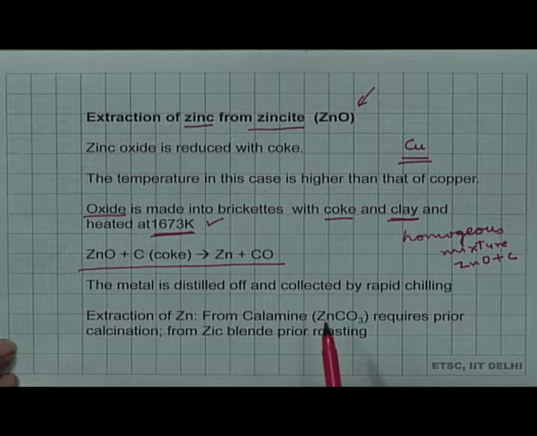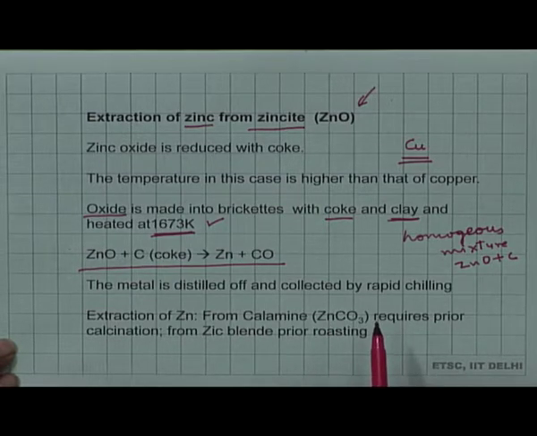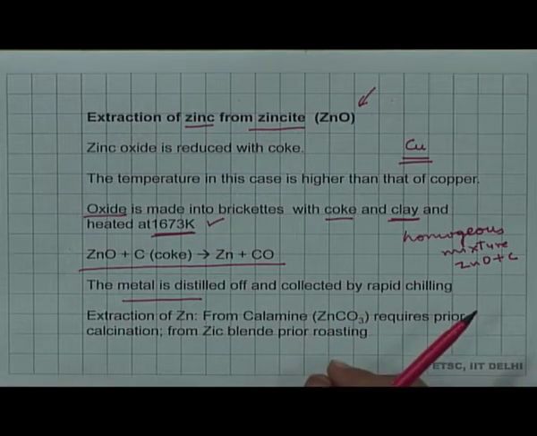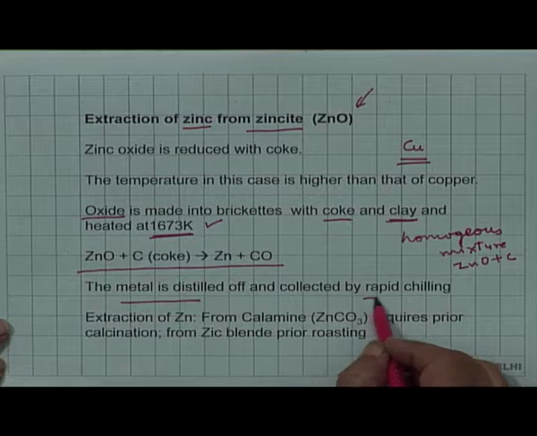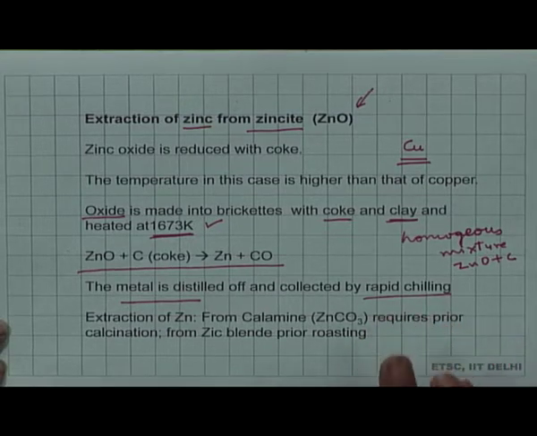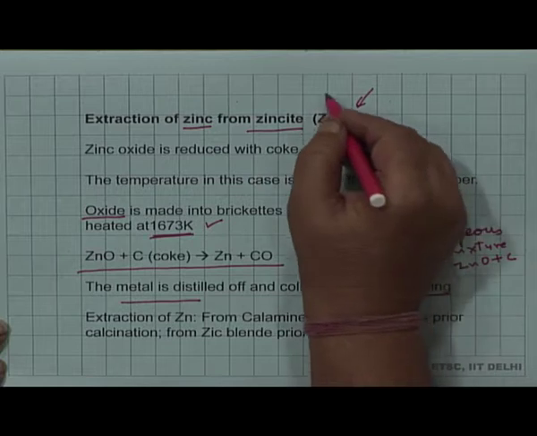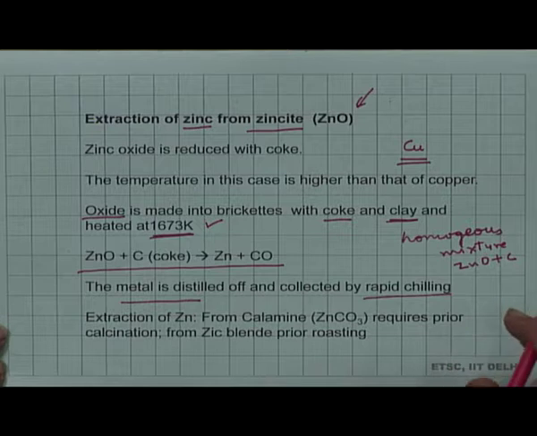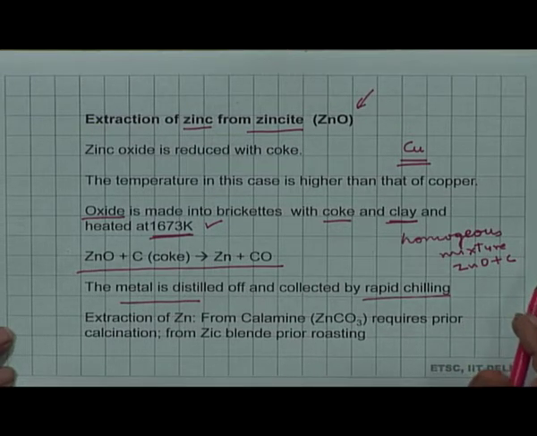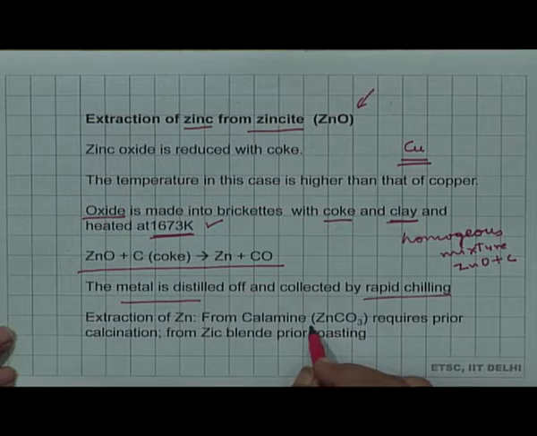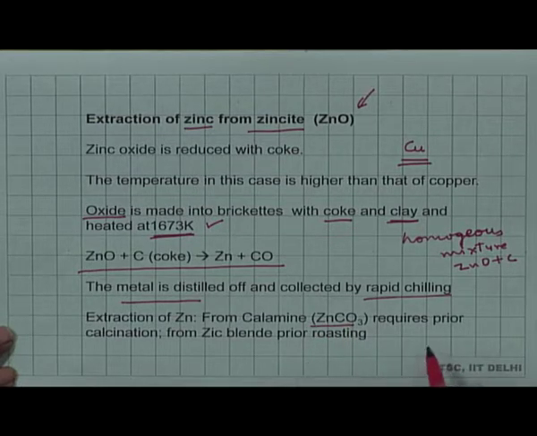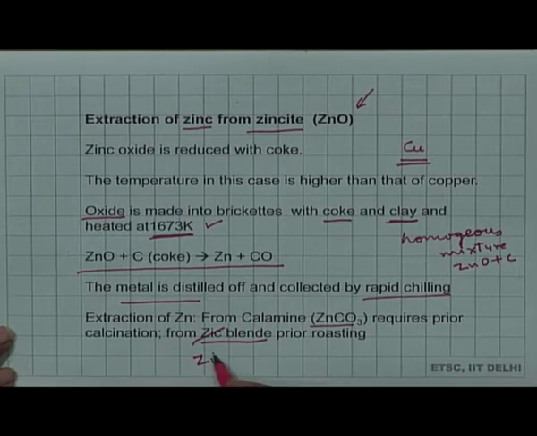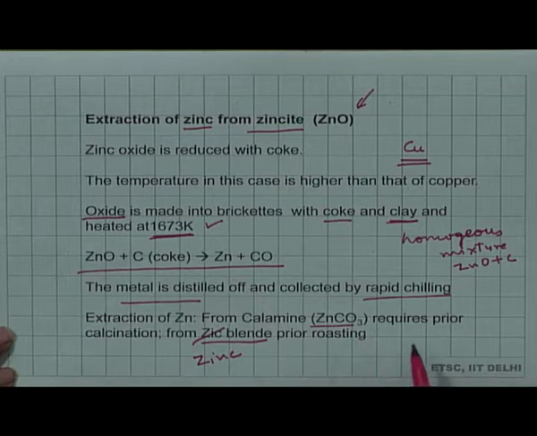Now, zinc has a low boiling point, so zinc can be distilled off, and by sudden cooling, which we call rapid chilling, the zinc metal can be obtained. So, this procedure of extraction of zinc from zincite can be extended to other zinc ores. Other zinc ores are calamine, which is a carbonate, and zinc blende, which is a zinc sulphide.